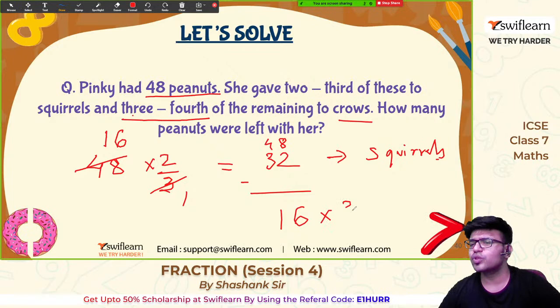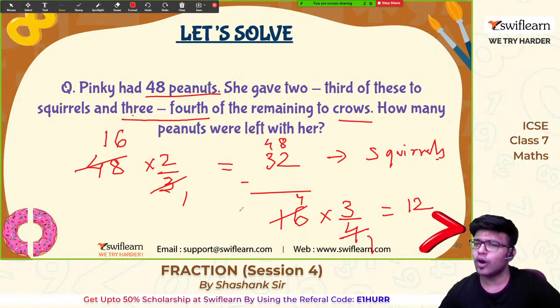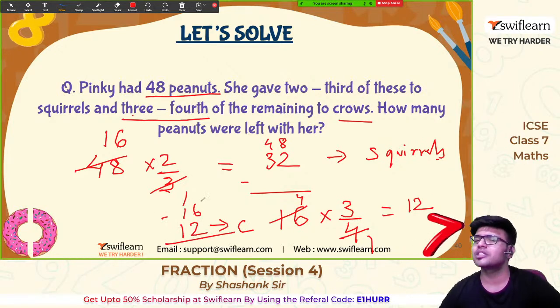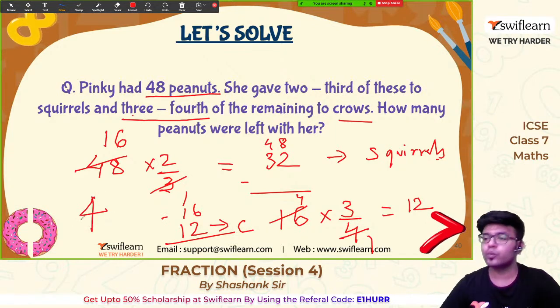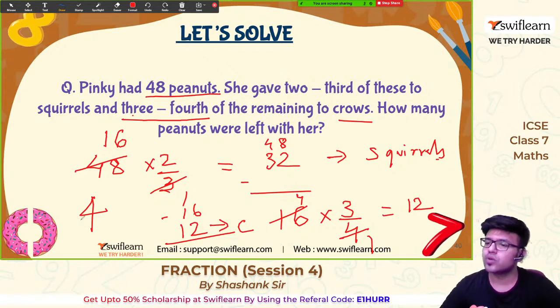So 3/4 of 16, how much is that? 4 ones are 4, 4 fours are 16, 4 threes are 12. Out of 16 peanuts, she gave 12 to the crows. So 16 minus 12 is 4. So 4 peanuts are remaining with her. This is how we solve.